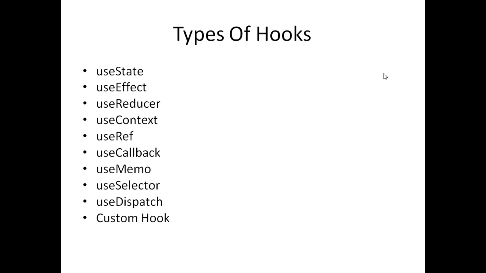So what are the types of hooks? React provides a few types of hooks, like useState, useEffect, useReducer, useContext, and useRef. Those are the very commonly used hooks by developers nowadays for the functional component. But there are a few other optimization hooks also available. Two hooks are there, that is useCallback and useMemo, and two Redux hooks are available, like useSelector and useDispatch. And also we have custom hooks, which means we can create our own custom hook using React. So this was all about the hooks.